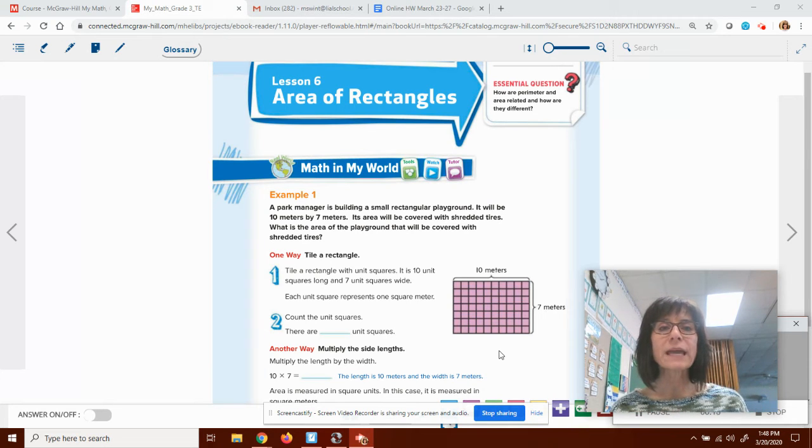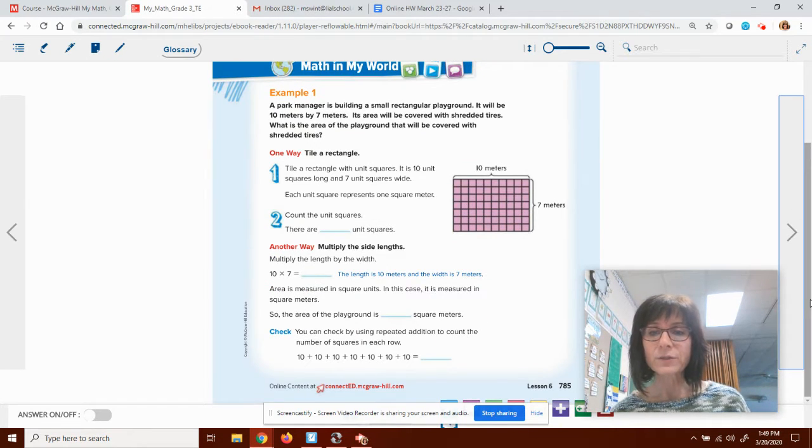We're going to go ahead today with lesson 6, the area of rectangles. It shall go pretty quick because you guys got this. We are on page number 785.